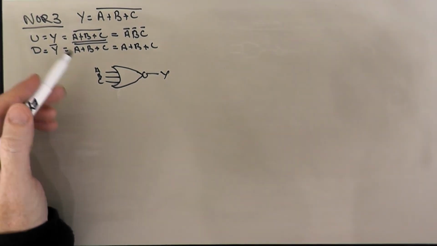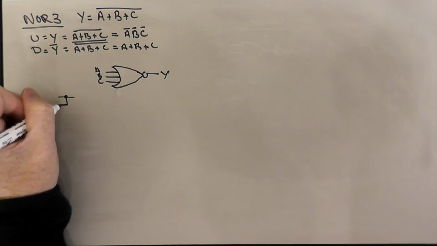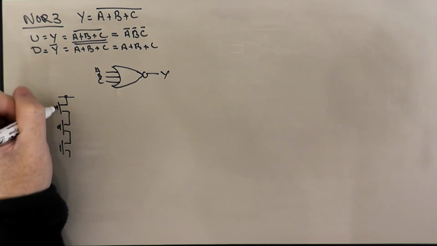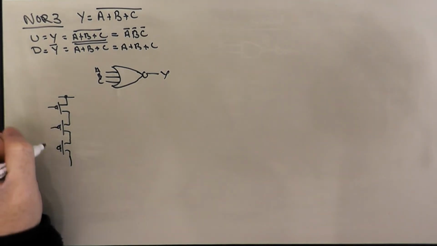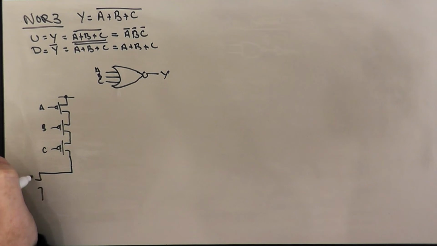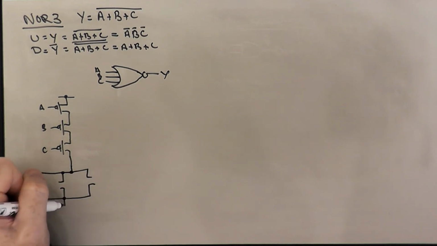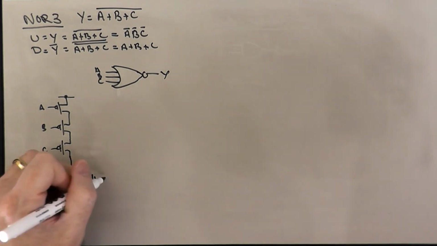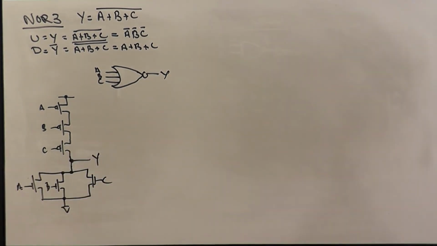So our pull-up network is going to be 3 transistors that are in series with each other. I'll draw them all on one side here. And then I'll just draw it like this. So A, B, C. And then the pull-down network is 3 transistors in parallel. A, B, C. And then this is Y. Okay, pretty straightforward.